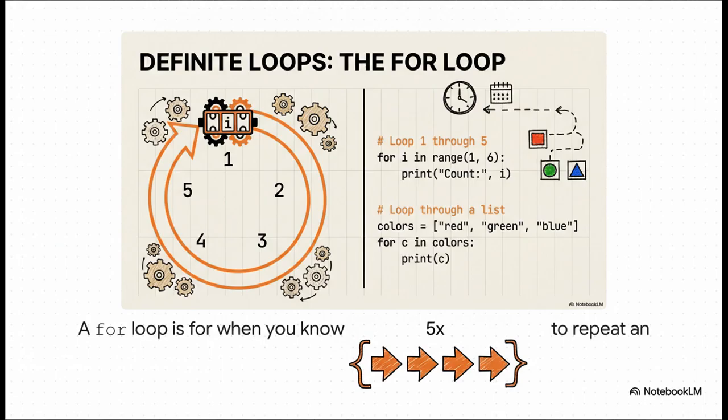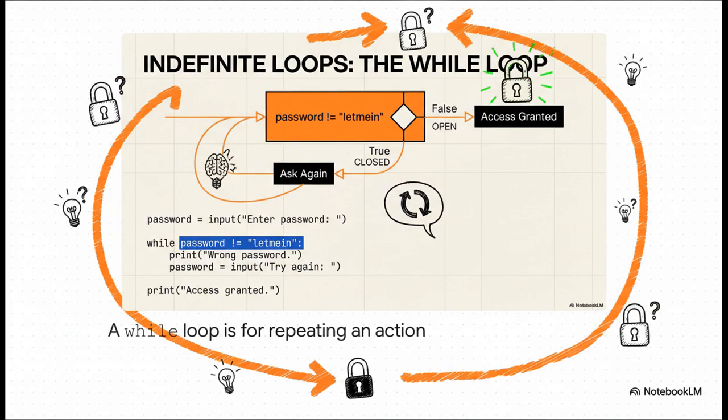You can tell it, hey, loop through numbers 1 to 5, or tell it to go through every single item in a list, like this list of colors. It's definite and it's predictable. But what if you don't know when to stop? Well, that's exactly what a while loop is for. This diagram shows it perfectly. As long as the password is not "let me in," the loop is just going to keep asking. It repeats indefinitely while a condition is true, and it only breaks out once that condition finally becomes false.